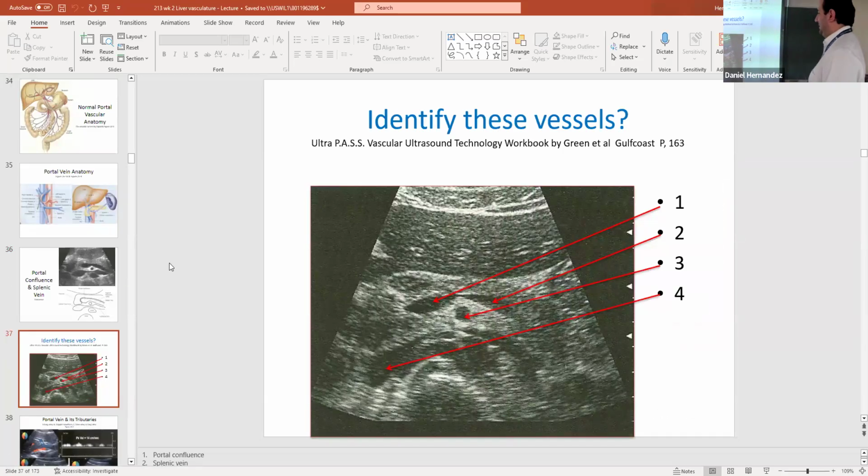So can you label your vessels? That's the one we should look at for the exam. So we call one the portal confluence. Portal confluence, yep. And then splenic vein is two. Yep. SMA. SMA. And IVC. IVC, yeah.